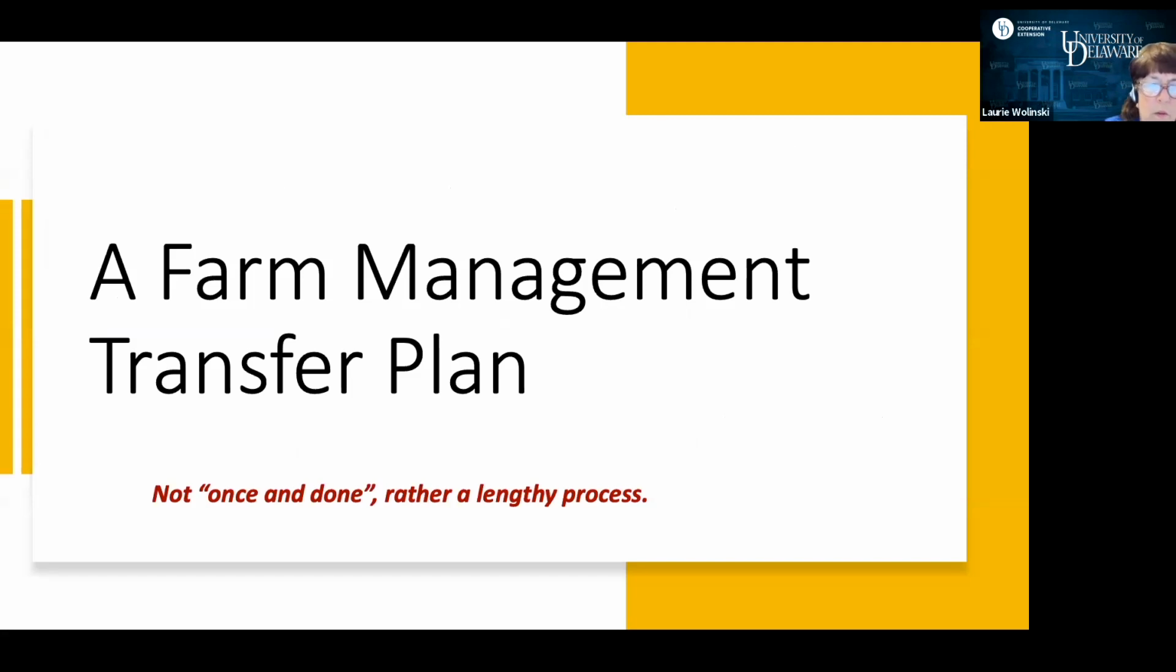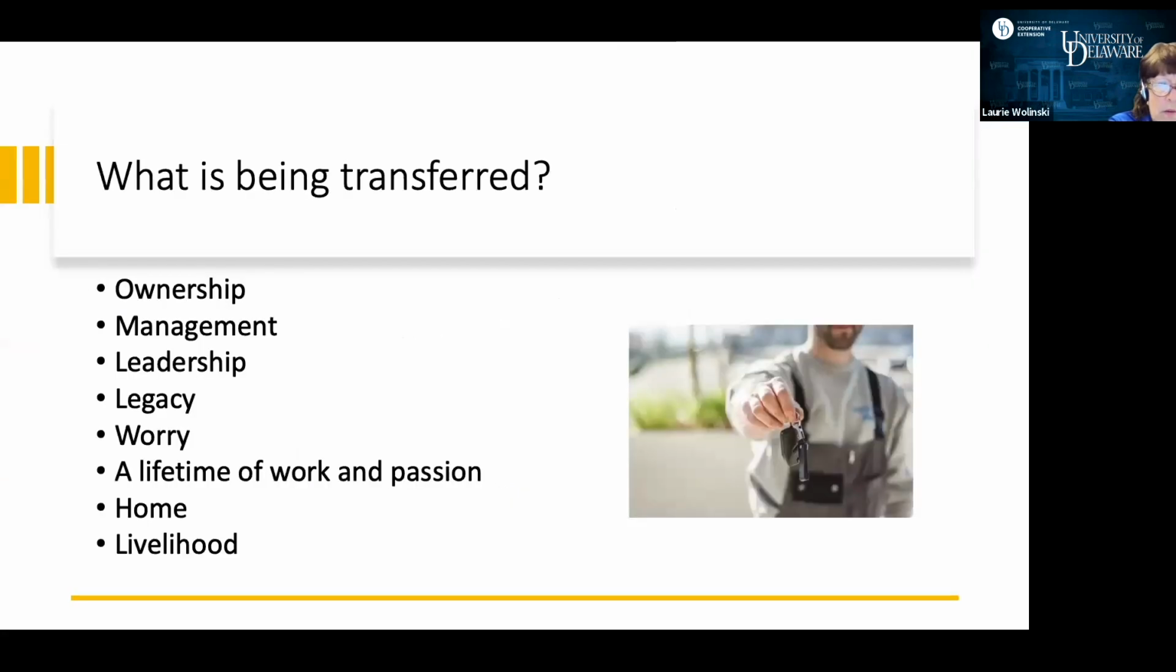Okay, so now we're going to move into the farm management transfer plan. Now, this is a lengthy process. It is not once and done. It takes time, it takes decision making, and more time. But it can be done, and they're done successfully all the time. It's just a matter of getting it started.